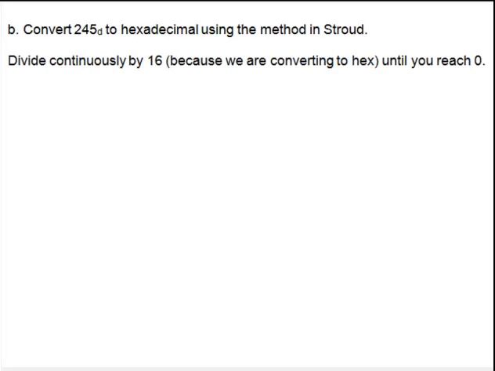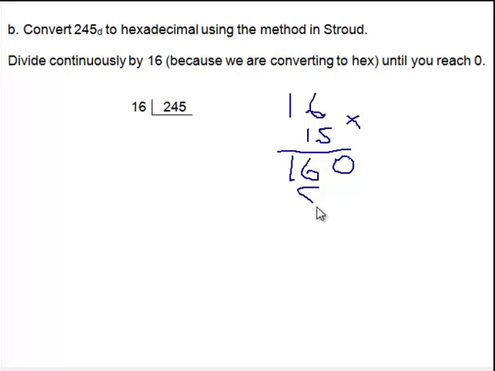Okay, for the next question we're going to convert 245 decimal into hexadecimal, again using the method described in Stroud. So we'll divide continuously by 16 because we're converting into hexadecimal. 16 squared is 256. This is a little bit less than 256, so this is probably 15 16, something like that. So let's try it. If we do 16 times 15, that will give us 160 when we multiply by 10, and then 80 when we multiply by 5, because that's half of it, so that's 240.